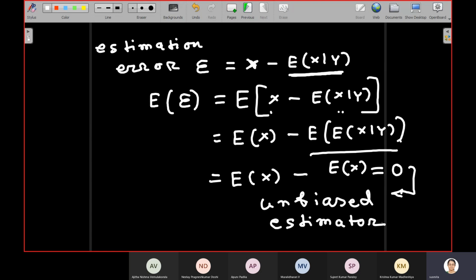So this indicates that the expectation of the actual variable, which is E of x, is equal to this one. This is the expectation of the estimated quantity, right? E of x given y is nothing but the estimate, and we are doing the expectation of that. So the expectation of the estimate is the same as the expectation of the actual variable. That's why the expectation of the estimation error is zero. So an estimator which has this property is called an unbiased estimator.